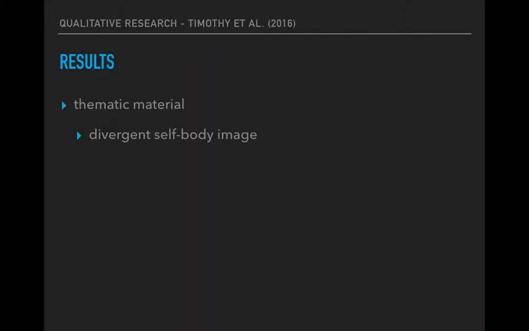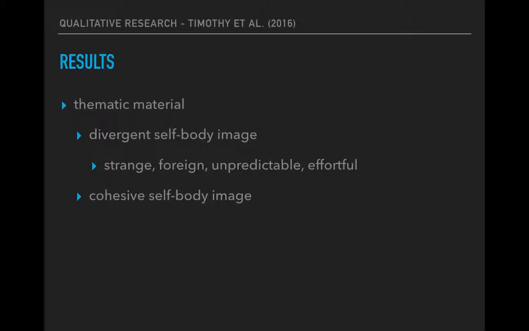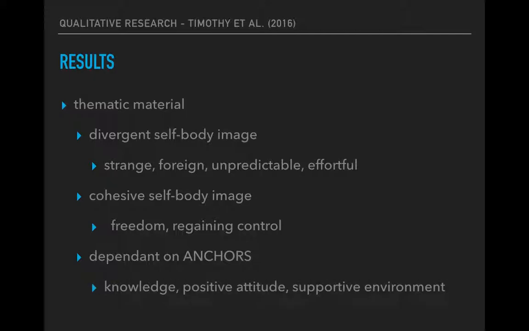What Timothy and colleagues found was that the relationship individuals have with their body after a stroke is fluid and varied. The body in which they had lived without disruption for many years was thereafter described by the participants as strange, foreign, unpredictable, and effortful. These terms were grouped under the thematic title of divergent self-body image. Other participants described a more cohesive body self-image, where they were rediscovering their bodies. Descriptions of regaining control and freedom of their bodies were grouped in this thematic label. The authors found that in a cohesive body self-image, participants described anchors of knowledge, a positive attitude, and a supportive environment as fostering a new cohesive body self-image.